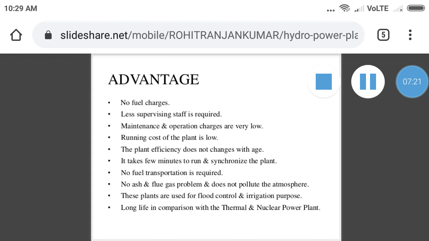Advantages: no fuel charges, less supervising staff is required, maintenance and operation charges are very low, running cost of the plant is low, the plant efficiency does not change with age, it takes few minutes to run and synchronize the plant, no fuel transportation is required, no ash and flue gas problem and does not pollute the atmosphere. These plants are used for flood control and irrigation purposes. Long life in comparison with thermal and nuclear power plants.